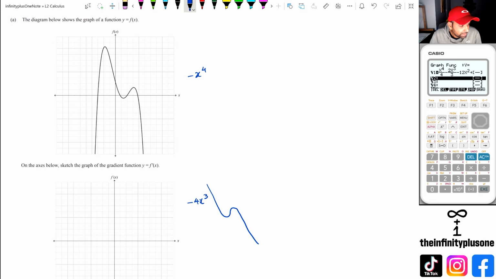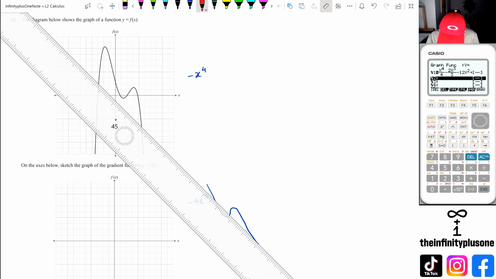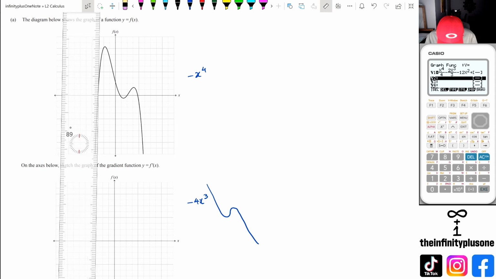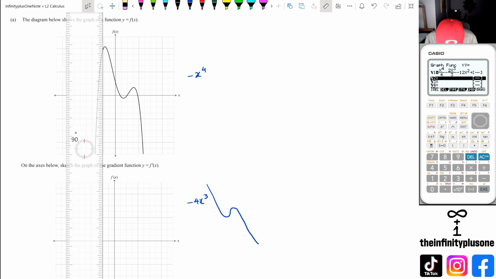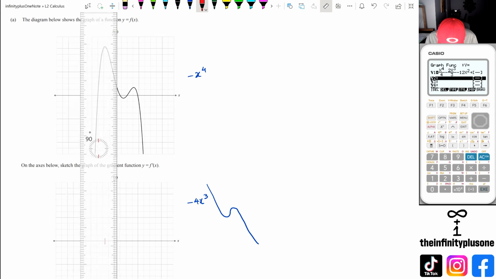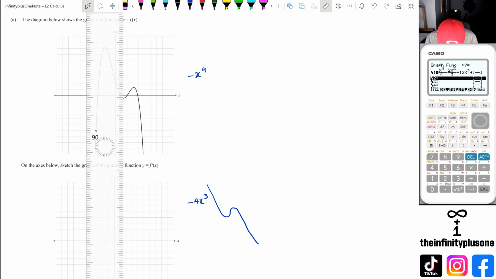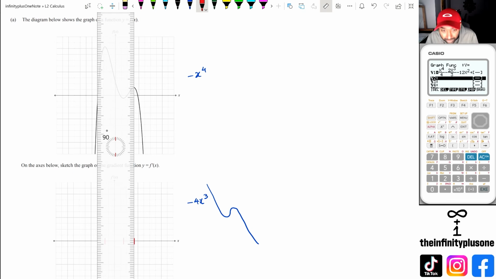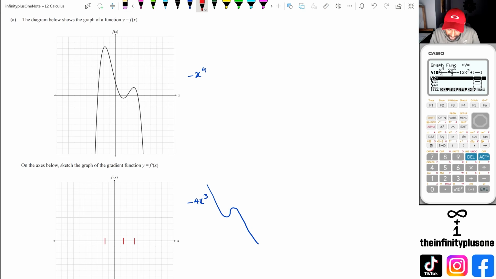So all we're going to do is just graph the turning points, and once we get the turning points, we could actually sketch this graph. So my first turning point is somewhere around there, and my second turning point is somewhere around here. Third one is somewhere there. So as long as my shape goes through those points, pretty much should be okay to get the grade that's required. So let's actually try and do this.